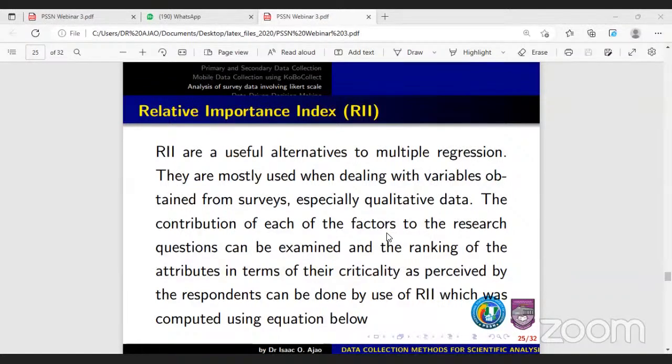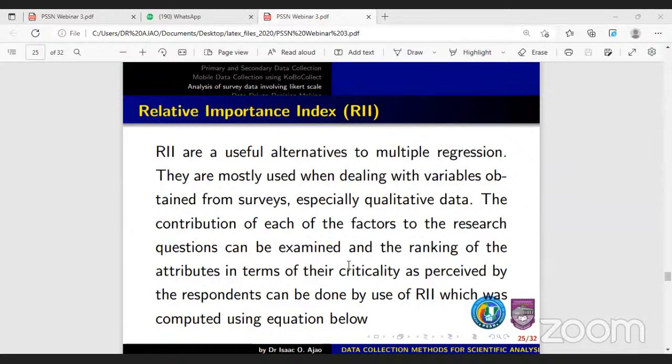But this is what can link us, the profession, and people outside. If what we are doing in our papers doesn't have any meaning to people outside, they will believe we are doing anything. So we need to know how to analyze people's opinion, their perception. The relative importance index is another powerful tool, a useful alternative to multiple regression. It is mostly used when dealing with variables obtained from surveys, especially qualitative data. The contribution of each factor to the research question can be examined, and the attributes ranked in terms of their criticality.